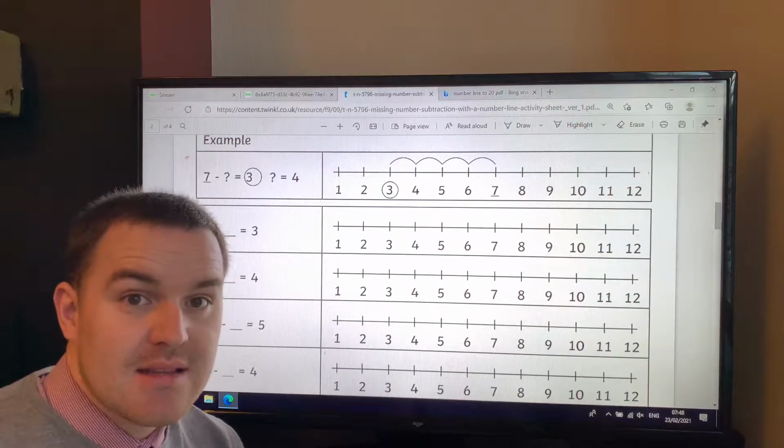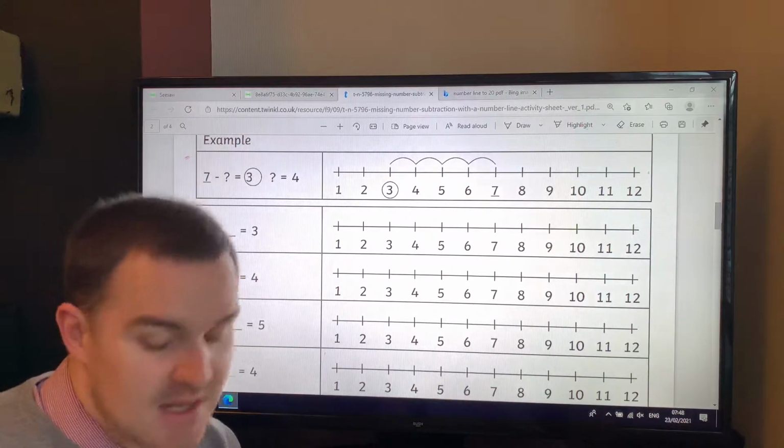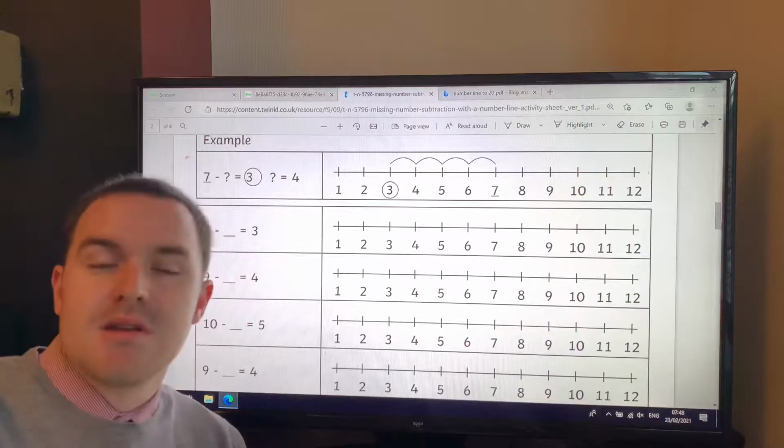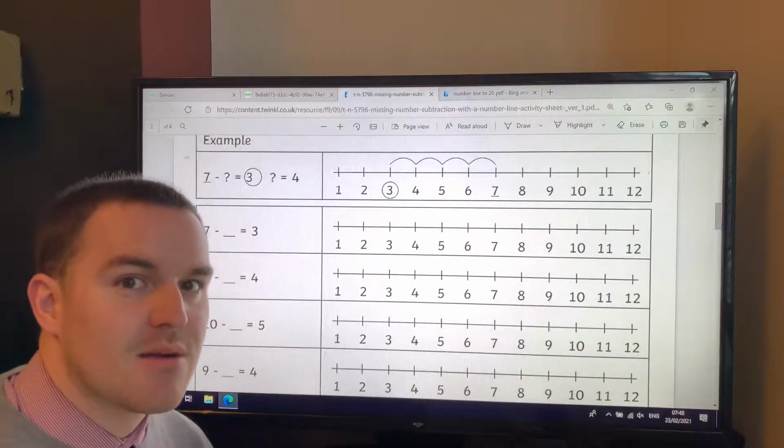Today we're going to be looking at subtraction problems where there's missing numbers and we have to work out what they are, okay? So we're going to start off on a number line because that's often a clear way of showing people things, and then we'll take away the number line, use our fingers, okay?